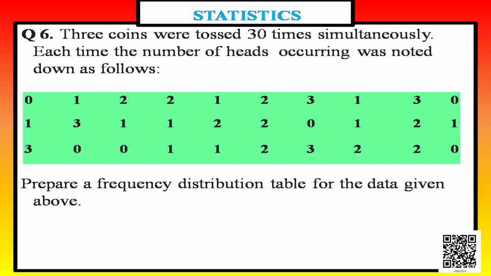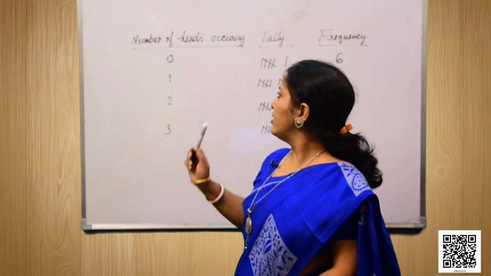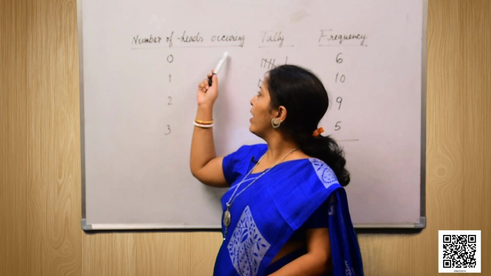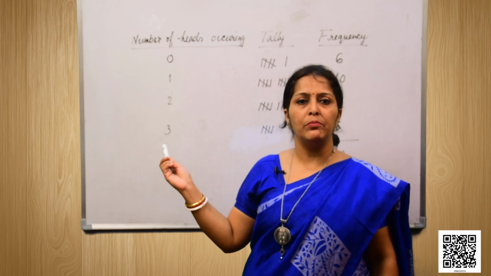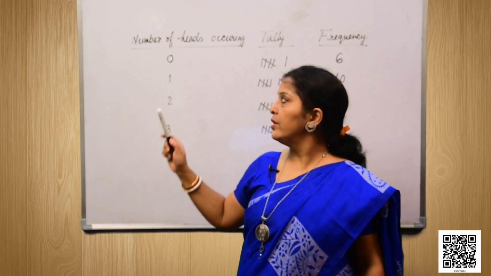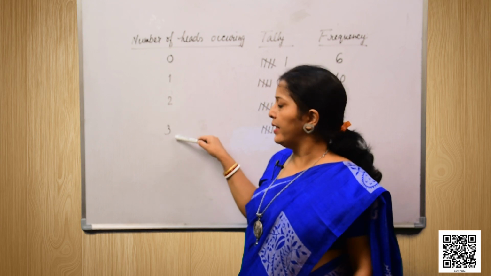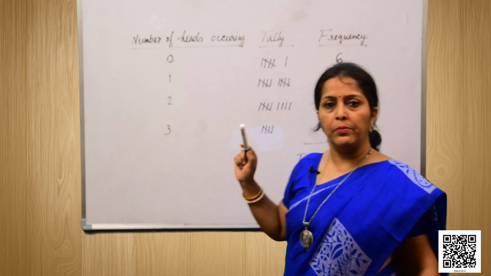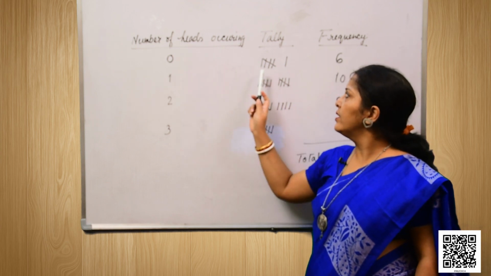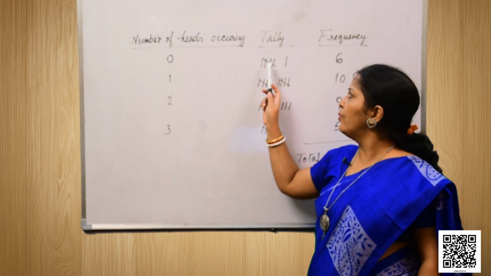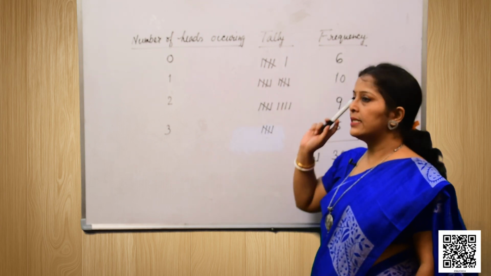So students, this is the solution of question number 6. Now in the first column, that is the number of heads occurring, we have written the possible numbers of heads occurring. So one row for 0, then 1, then 2 and then 3. Looking at the numbers given to us, we see that 0 is occurring 1, 2, 3, 4, 5 and 6 times. So the frequency will be 6.